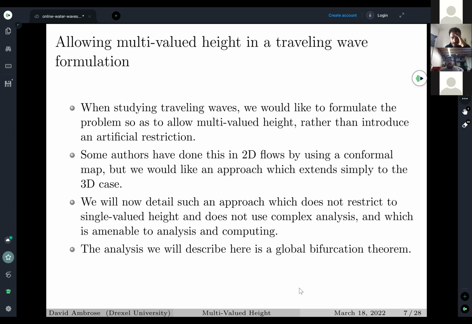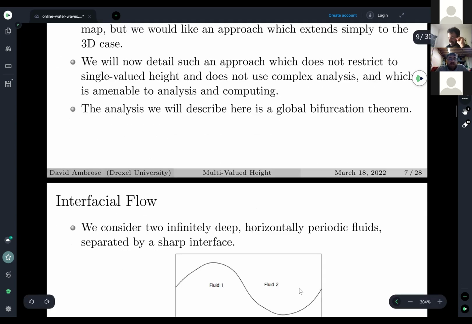So this has been done in 2D in a few papers by other authors using a conformal map, but the conformal mapping approach is fundamentally 2D, and we'd like an approach which can extend in a straightforward manner to the 3D case. So that's what I'll talk about here. We're going to give this approach allowing multi-valued height. It is going to be for the 2D case, but it can be extended to the 3D case. And we will use the formulation for a global bifurcation theorem.